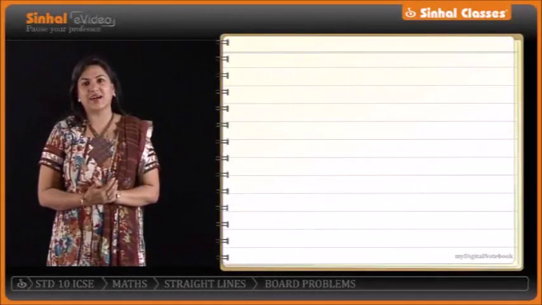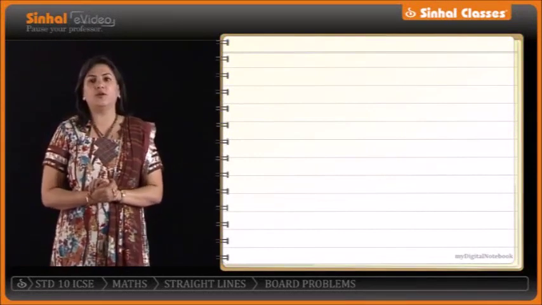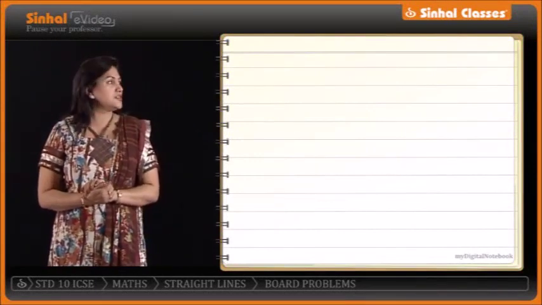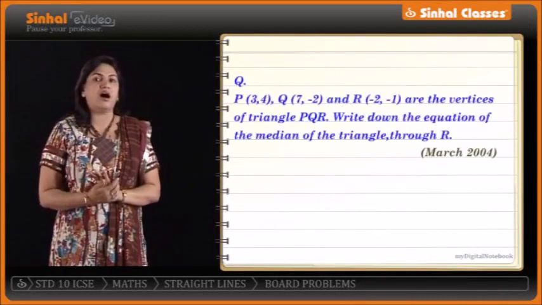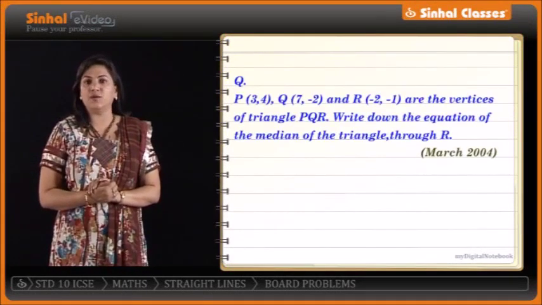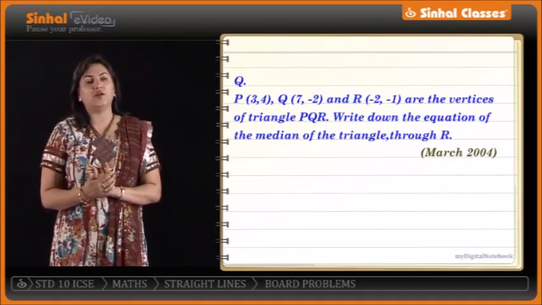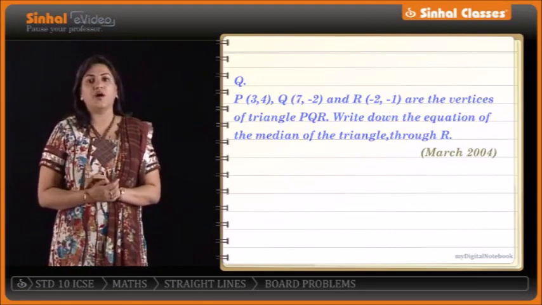Now let's look at some board problems. We start with the March 2004 board question, which is: P, Q, R are the vertices of triangle PQR. Write down the equation of the median of the triangle through R.